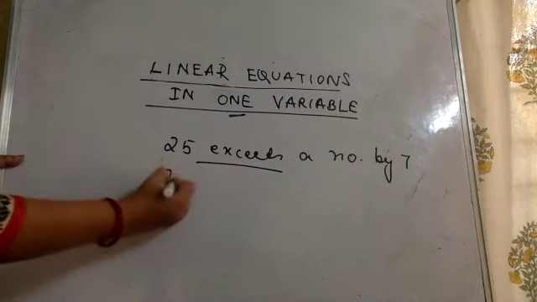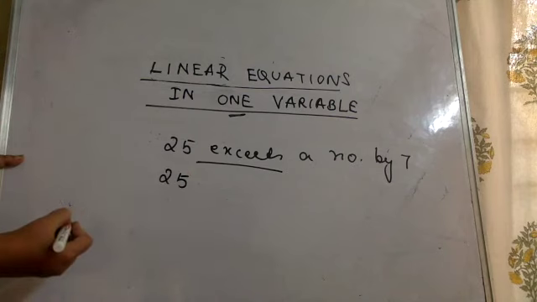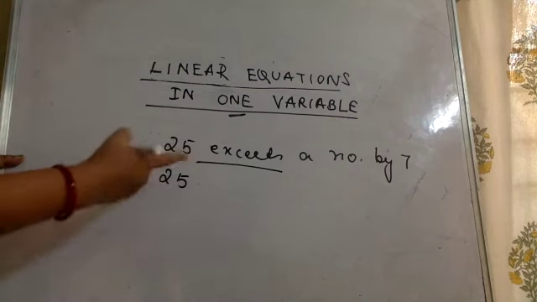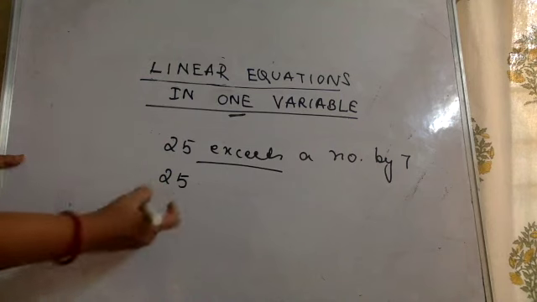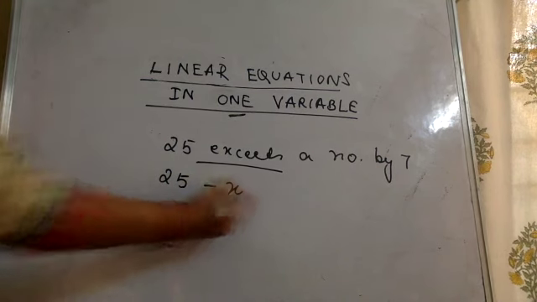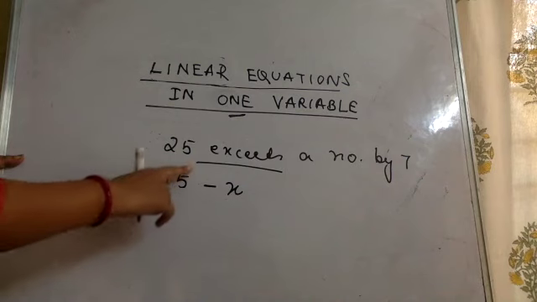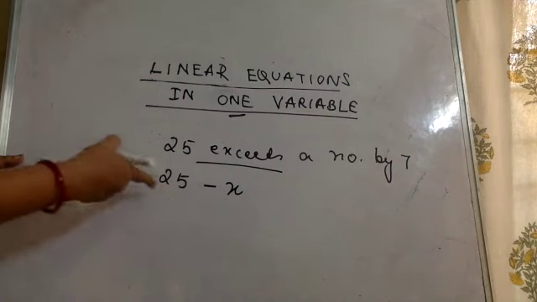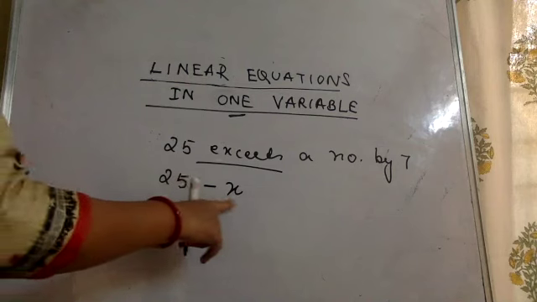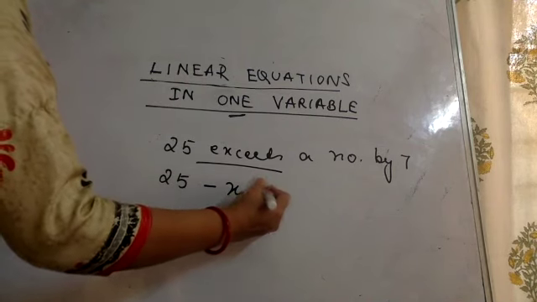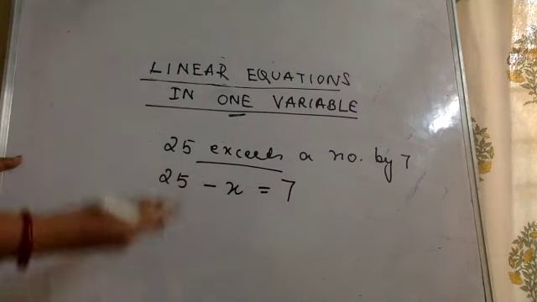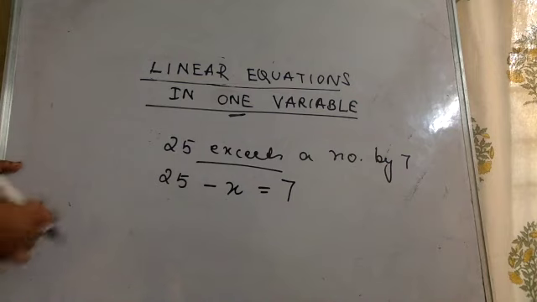So 25 exceeds a number by 7 means it is already more than the number. So we have to subtract the number. The number obviously is x. So 25 exceeds means 25 is more. So write it in front. 25 exceeds a number x by 7. Okay, so 25 exceeds a number by 7. This is our equation.